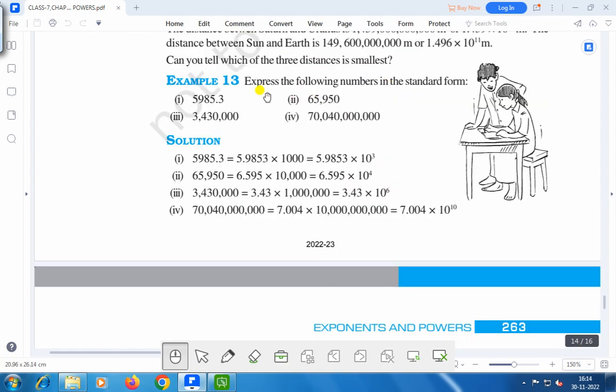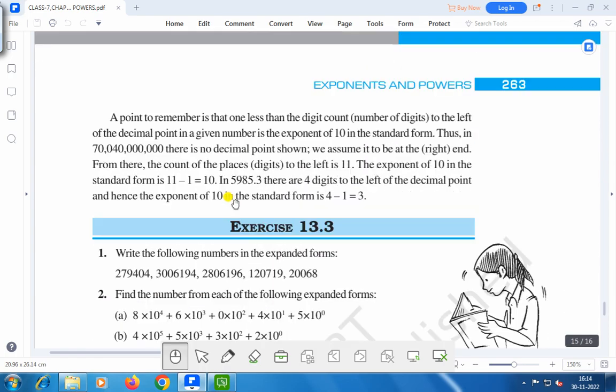Now let us express the following numbers in the standard form. This one, 5985.3, can be written as 5.9853 into 10 to the power 3. Or this one, 6.595 into 10 to the power 4. This one is 3.43 into 10 to the power 6. This can be written as 7.004 into 10 to the power 10. Right?